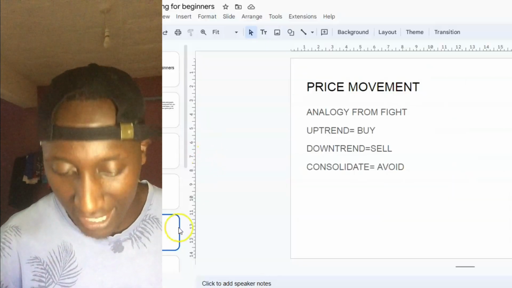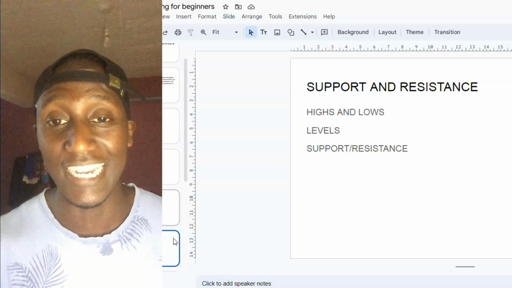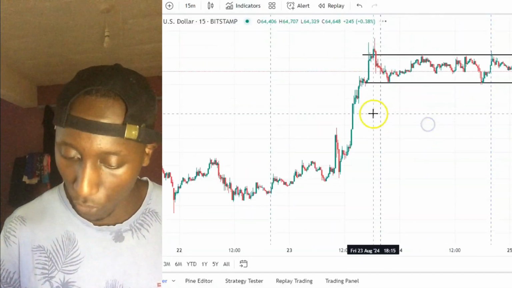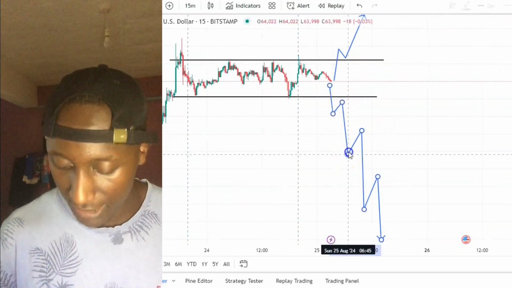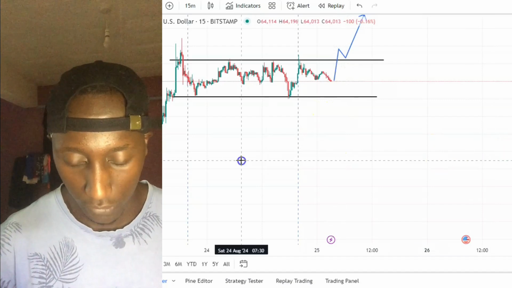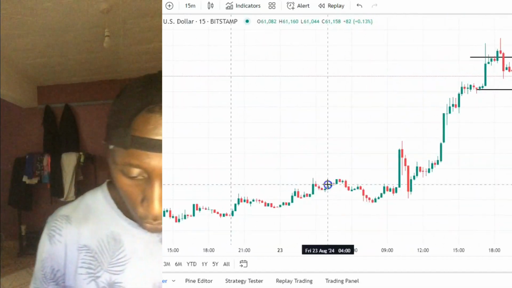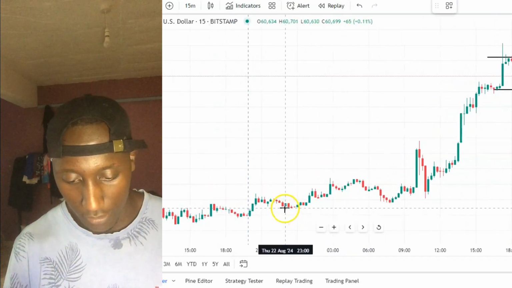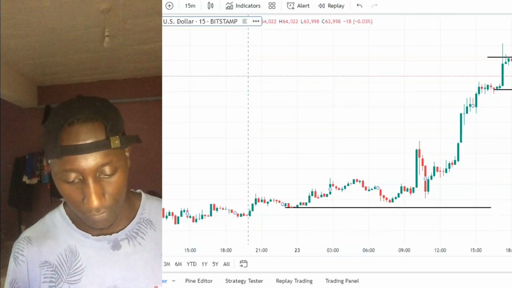Now that you understand price movement, we can move to support and resistance. So here's the thing. When price is moving, it will always be creating these lows. So let's use the example of, say for example, this uptrend here. So let's say price started here. So we see price going up here.